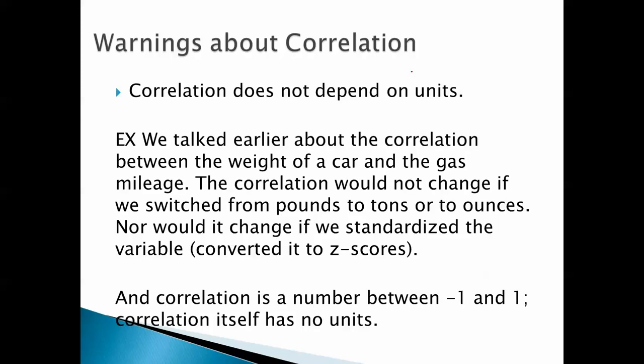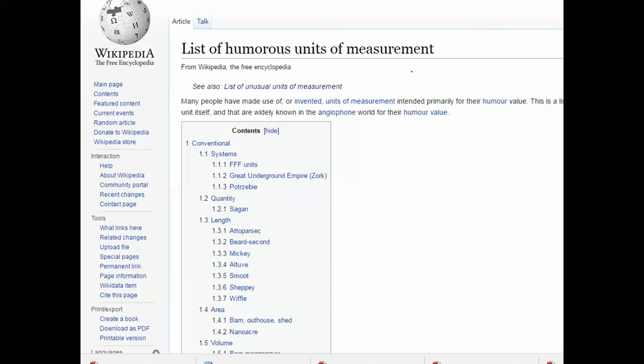Another warning, correlation does not depend on units. We talked earlier about the correlation between the weight of the car and the gas mileage. The correlation would not change if we switched from pounds to tons or to ounces or really to any other measure of weight. It doesn't matter. It's still going to be the same correlation. Nor would it change if we standardize the variable. In other words, if we converted it to z-scores. That doesn't affect the correlation at all. Remember that correlation itself is a number between -1 and 1. Correlation has no units. It's just a constant between -1 and 1.